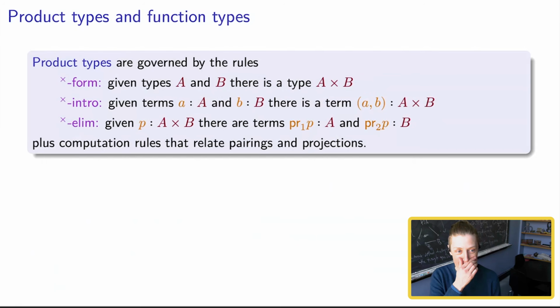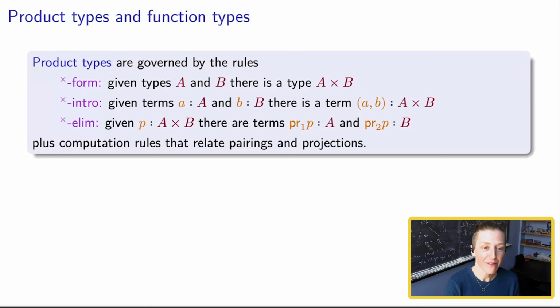Okay, so let's see some of this stuff in action. I'm going to introduce product types for you. They're governed by the following rules. The formation rule is the one that says when you get to form a new type, and it says that if I have any types, capital A and capital B, then there's a new type, which I'll denote by A times B because that's the notation we use in mathematics for the product type. The introduction rule then tells us what terms we get in this new type.